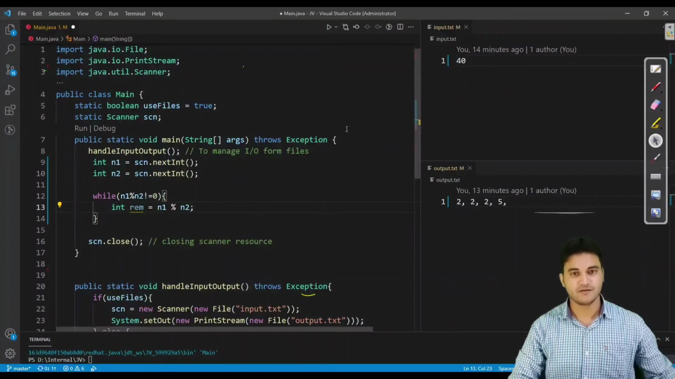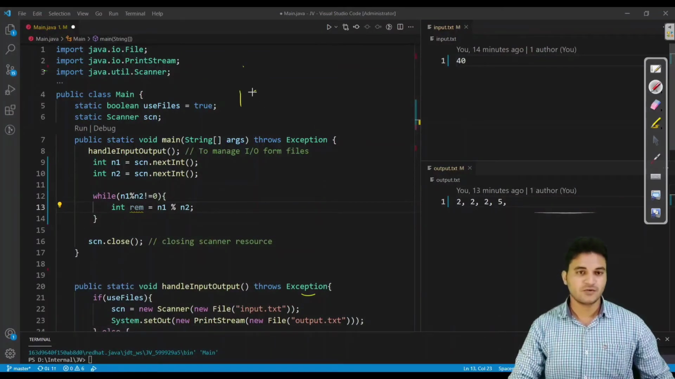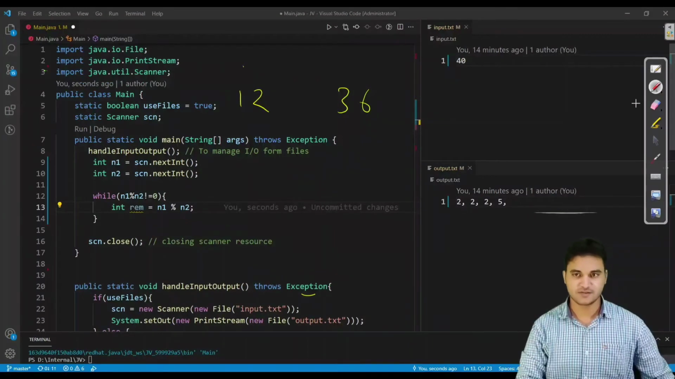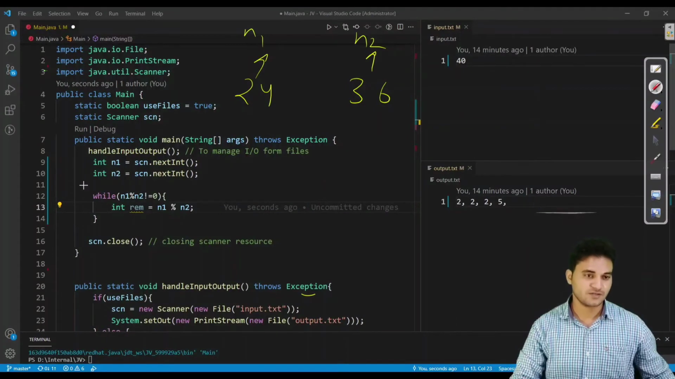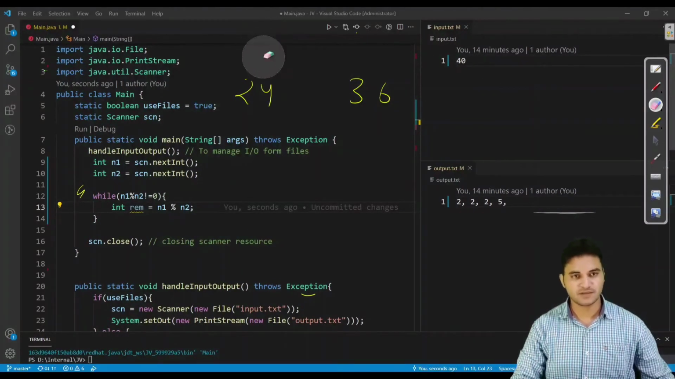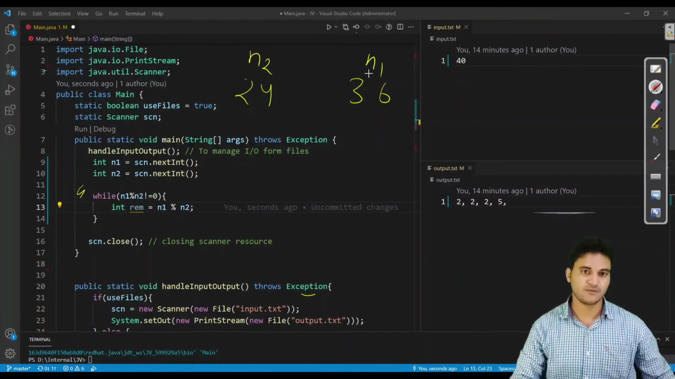Let us say we were having 24 and 36. Fine. So this is n1 and this is n2. Okay, let us switch the positions, but this will not affect. Trust me, this will not affect. I will explain also. Let us take it. This is n2 and this is n1. Fine, that will also work. Let us see for this. This will not make you confused.